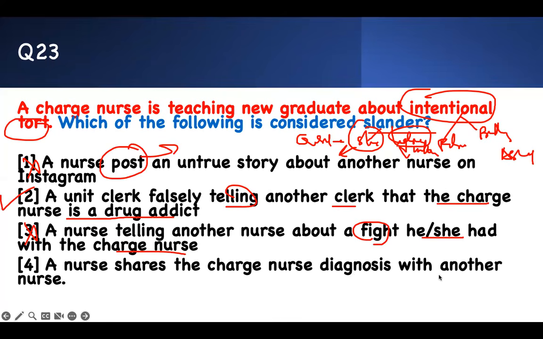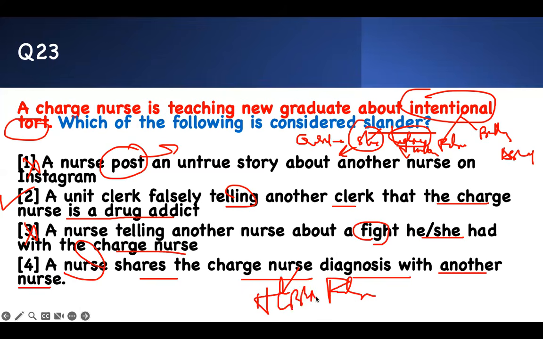A nurse shares the charge nurse's diagnosis with another nurse. Think about it. A nurse shares the charge nurse's diagnosis with another nurse. I tell another nurse about your diagnosis. I never say it's false. It was a true diagnosis. What are you doing? You're just violating their privacy. You're violating the HIPAA rule. You're not supposed to share somebody's diagnosis with another person. But there's no slander. I'm just telling them your diagnosis. So the only thing that is slander is number 2.